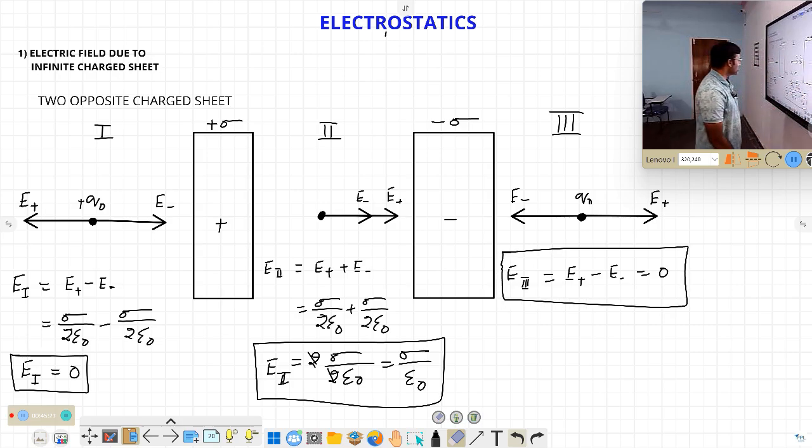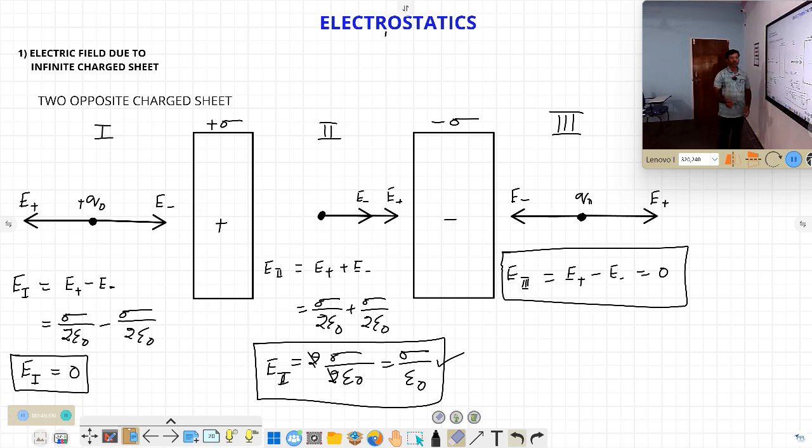So the electric field intensity at the first region is 0, at the third region is 0, but at the middle it is sigma by epsilon naught. That means an electric field exists between the two oppositely charged sheets. This concept is involved in the coming topics, that is, in the capacitors concept. So this is the most important concept to remember: how to find the electric field intensity at different regions according to the charge densities. The electric field intensity between two oppositely charged sheets is equal to sigma by epsilon naught. That is important for us to remember.